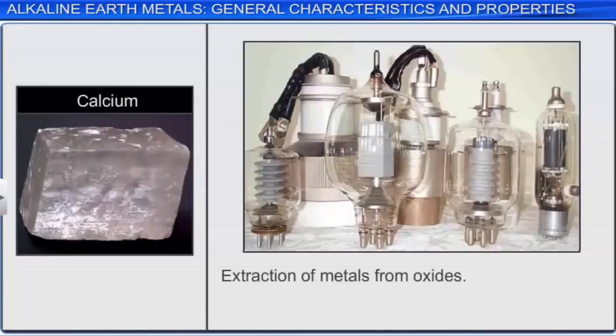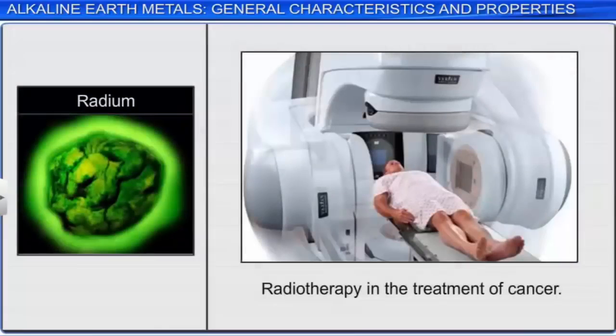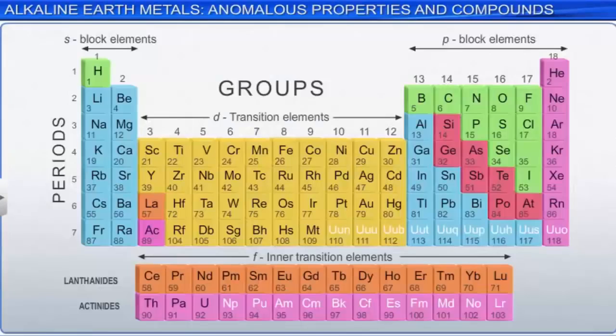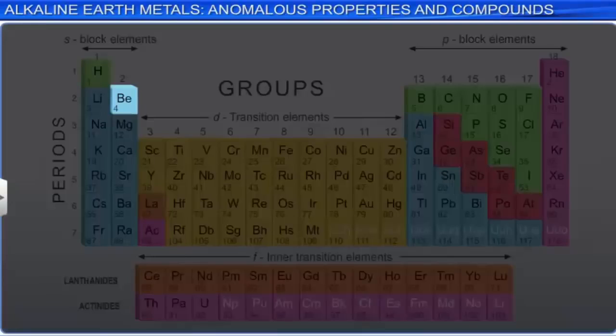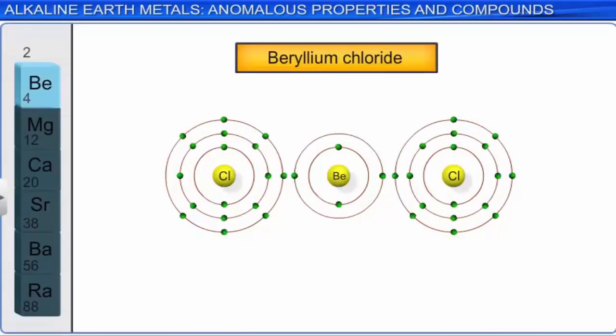Calcium is used in the extraction of metals from oxides, when they are too difficult to reduce with carbon. Calcium, along with barium, has been used to remove air from vacuum tubes. The radioactive salts of radium are used in the treatment of cancer. In certain respects, beryllium does not behave like the other group 2 metals. In particular, the compounds of beryllium have a significant degree of covalent character and are easily hydrolyzed.